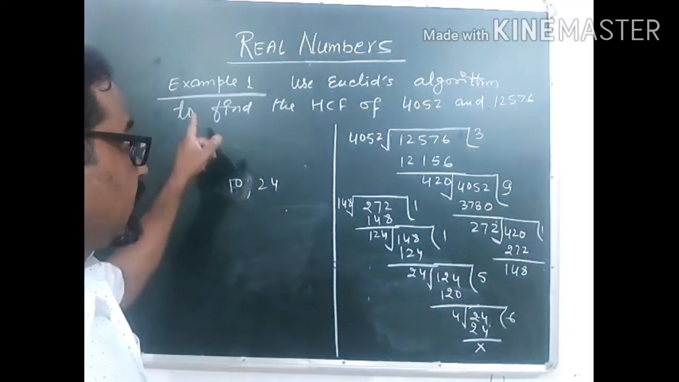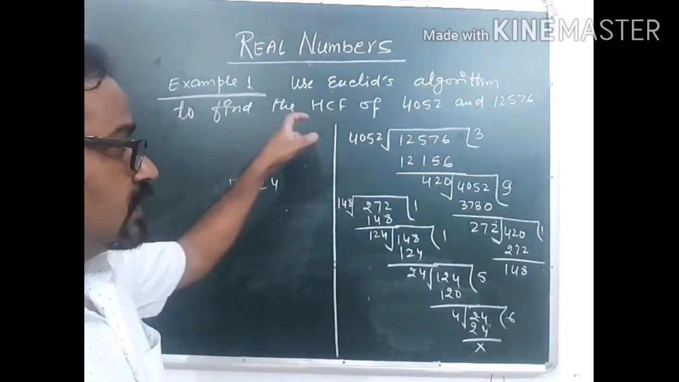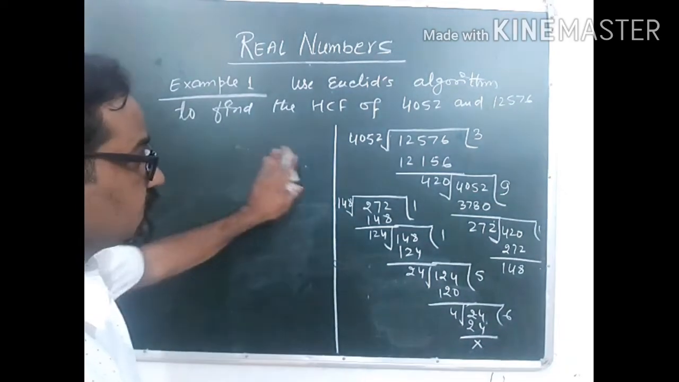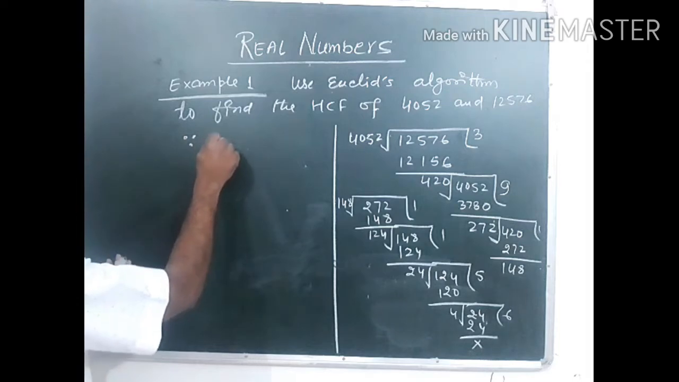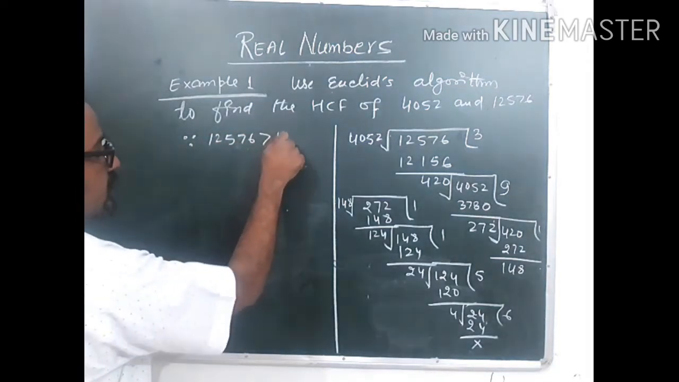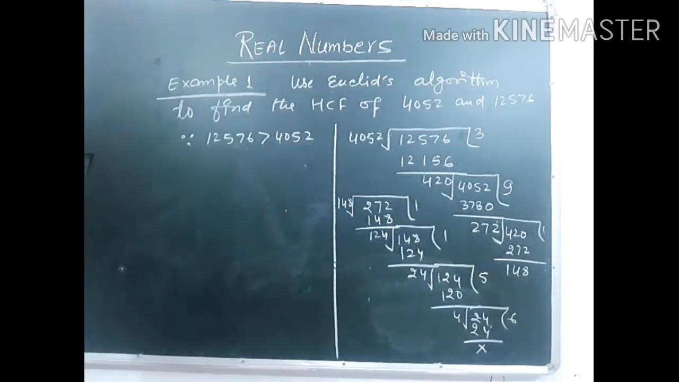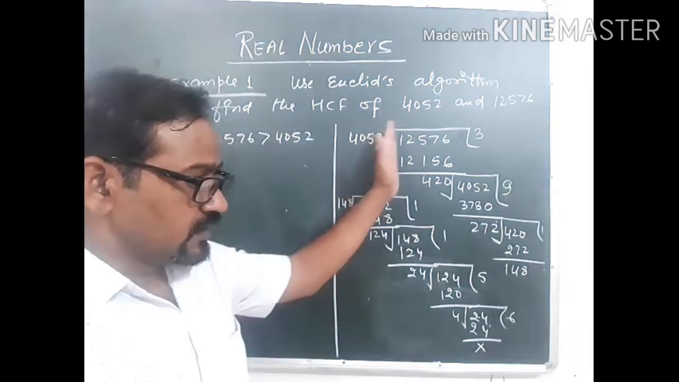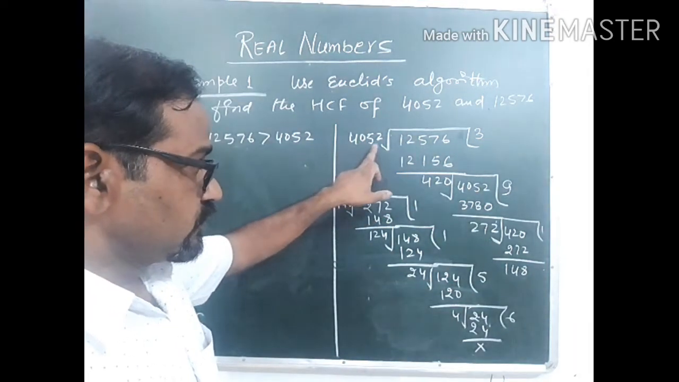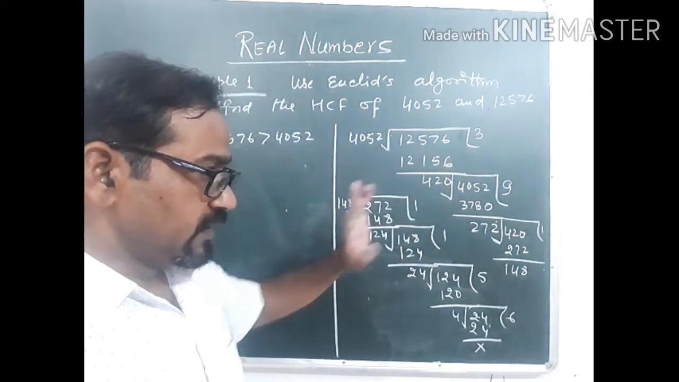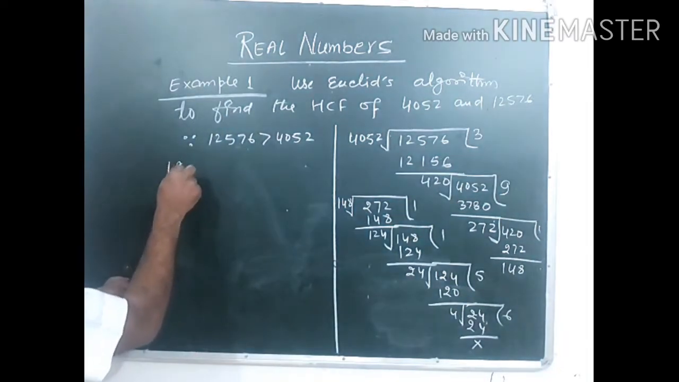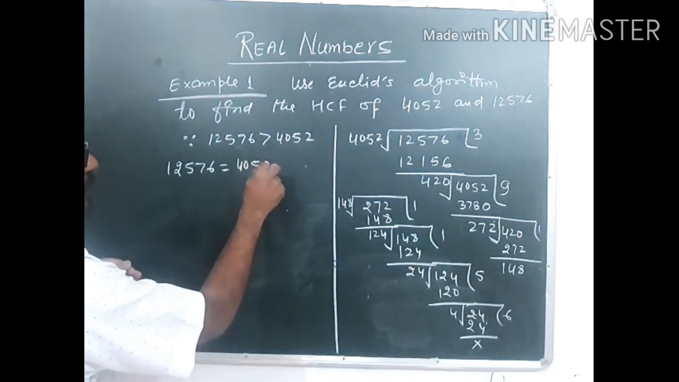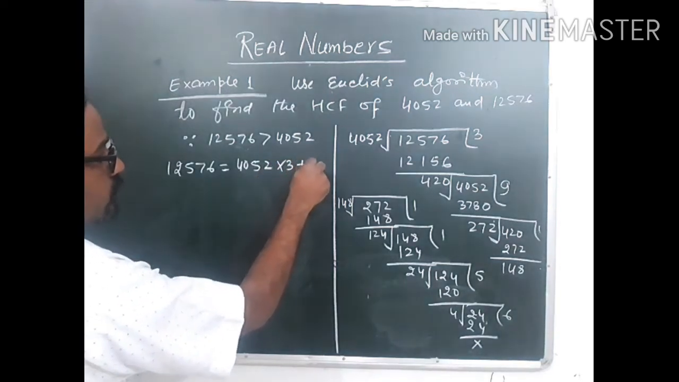So for this, we take an example first. Use Euclid's algorithm to find the HCF of 4052 and 12576. Since 12576 is greater than 4052, we will divide 12576 by 4052, using the long division method. When we divide 12576 by 4052, we get 3 and the remainder is 420. So 12576 equals 4052 into 3 plus 420.